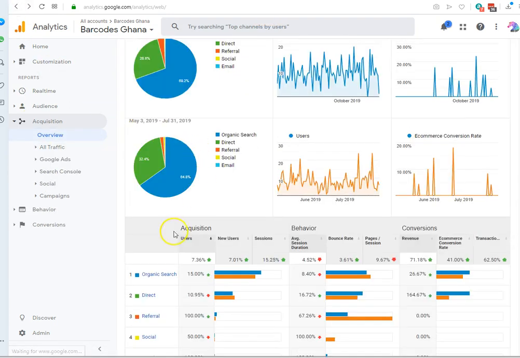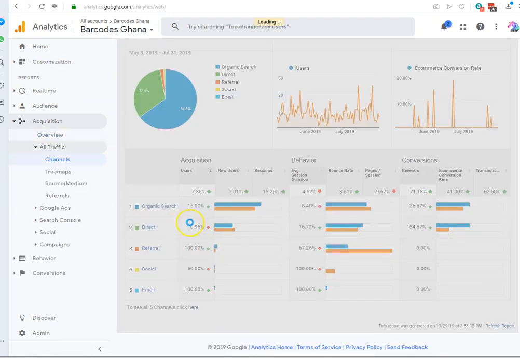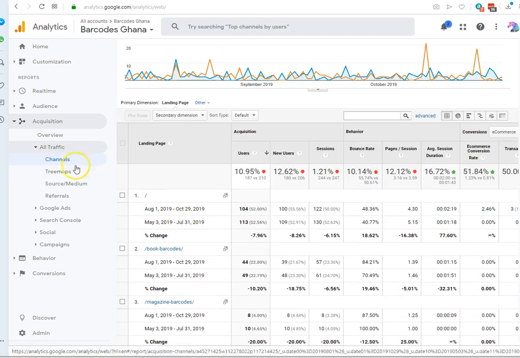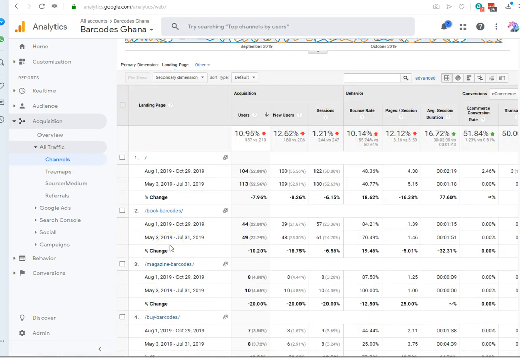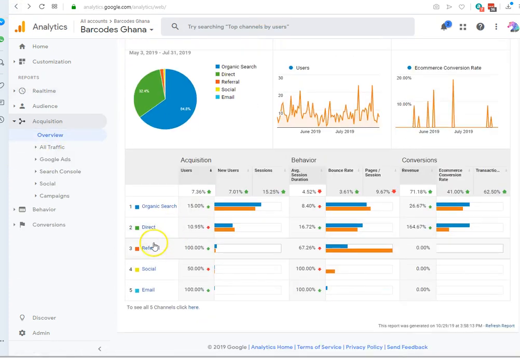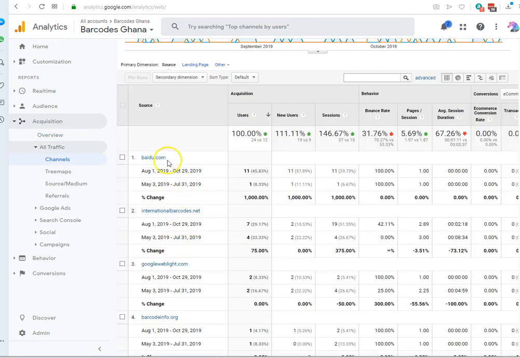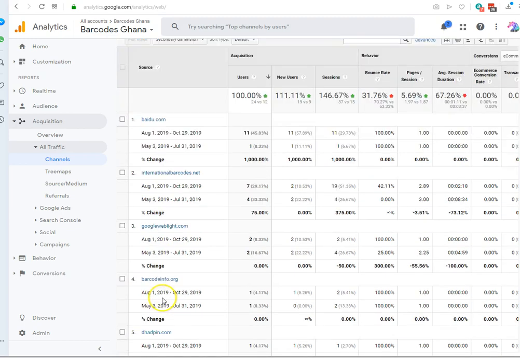You can also go to the direct people and see what they've come directly to. Okay, these are the pages they've come directly to. In Ghana, a lot of people are looking for book barcodes. It's quite a high common thing. And you can also drill down into any referrals that have come in and where they've come from. Okay, so these are the places that you're possibly getting visitors coming from.